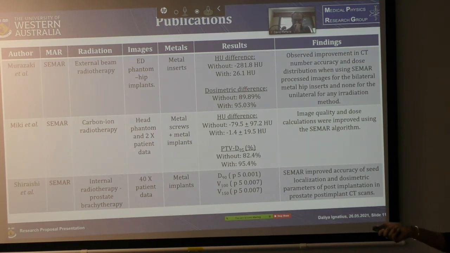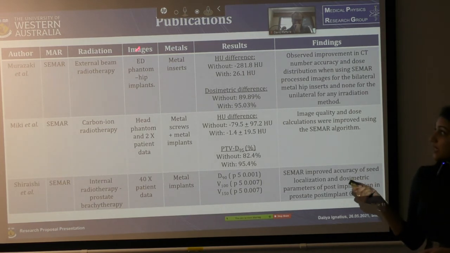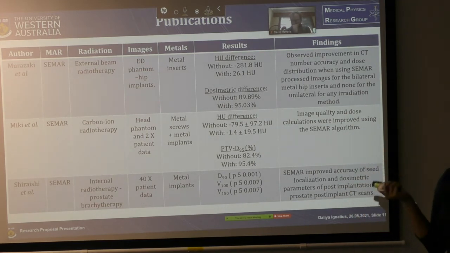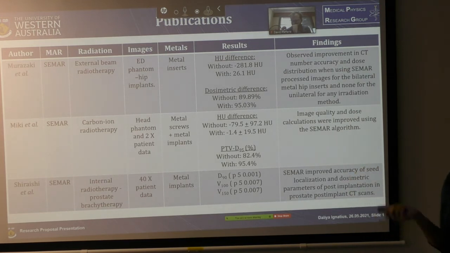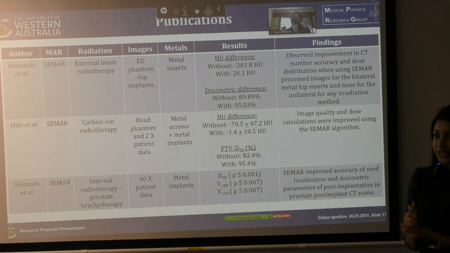Shirashi et al. paper had 40 patient data. This one had a head phantom and 2 patient data, and the Murasaki et al. paper only had an electron density phantom which replicated hip implants. And this will be the paper that I'll be closely working towards, because mine will be very similar in the sense that I'll be using external beam radiotherapy, but I'll have multiple phantoms possibly, and patient data as well.